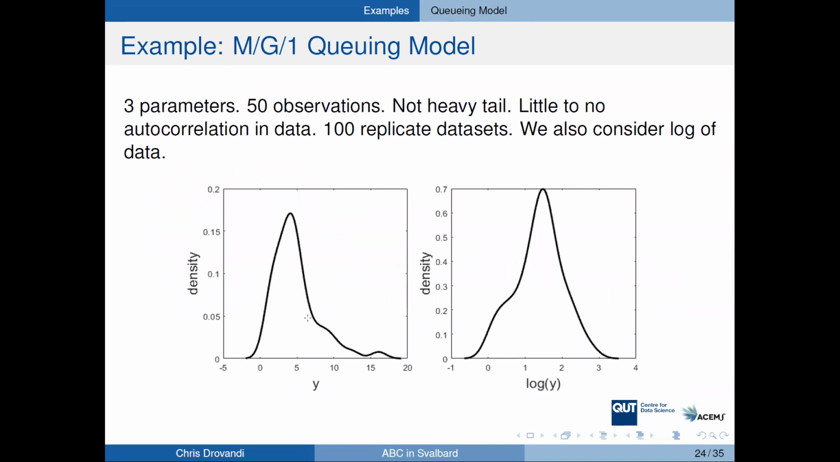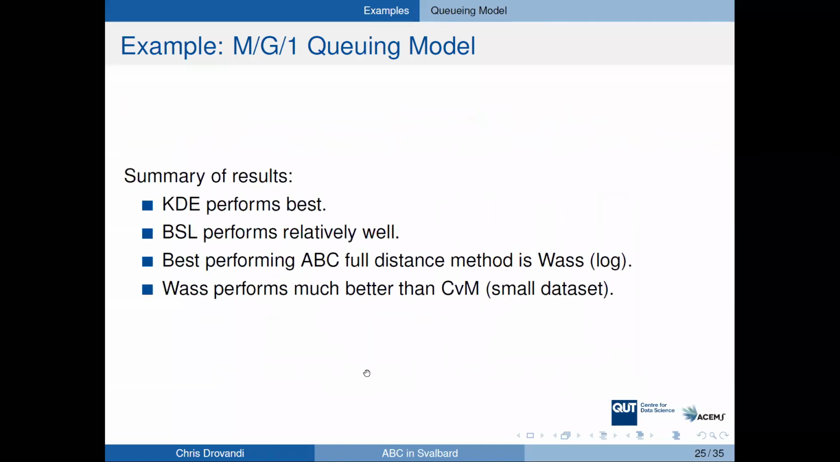The next example is a queuing model, which is also very popular in the likelihood-free literature. For this one, we have 3 parameters and 50 observations, so this is a relatively small data set. As you can see from the data, there's some skewness, but we don't really have a heavy tail. Also, we considered the log of the data, so we're considering what happens to these methods when we include a transformation of the data. By applying this log transformation, we've removed the skewness in the data.